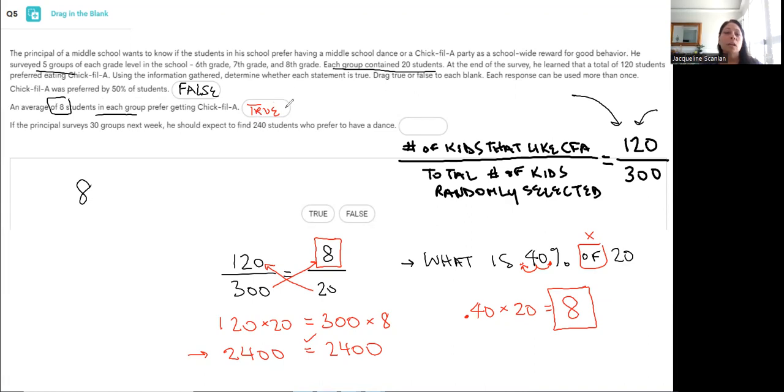Okay, guys, this is a DOK 3. If you're getting a little bit lost in the confusion, there's a reason for it. This is a hard question. There are lots of pieces to this.